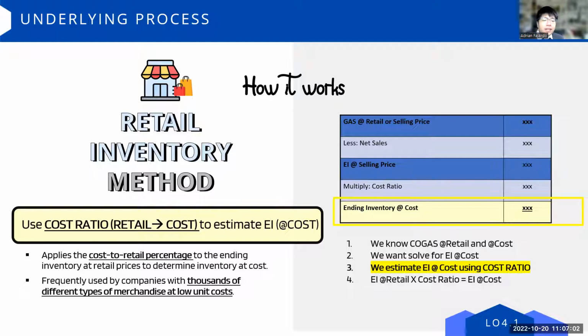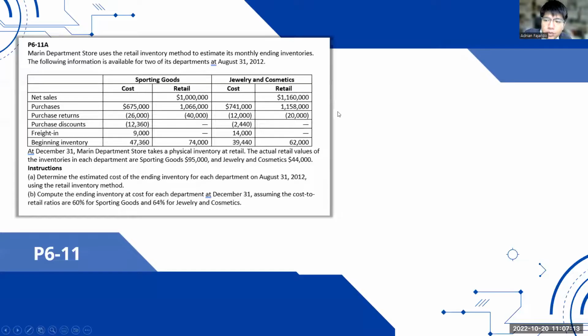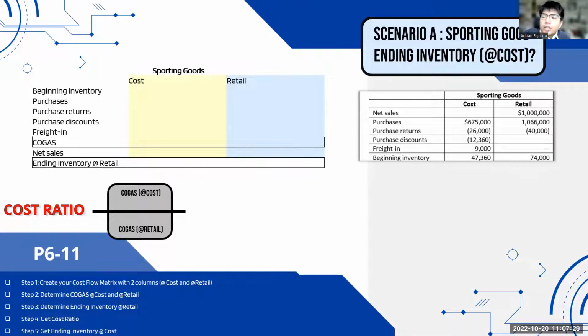So for this, retail inventory method is used for companies with thousands of different types of merchandise at low unit cost. So let's take a look at the example. So in your exercise or in your homework, 611 tells you about sporting goods and jewelry cosmetics. So dalawa yung requirements, dalawa yung scenarios under each company. So let's focus on sporting goods muna. So ito yung binigay sa inyo. How do we apply retail inventory method?